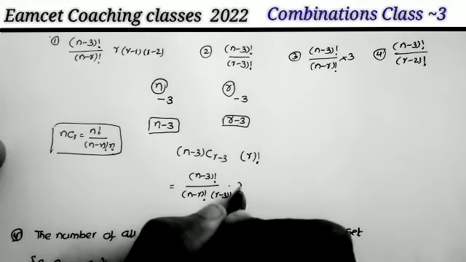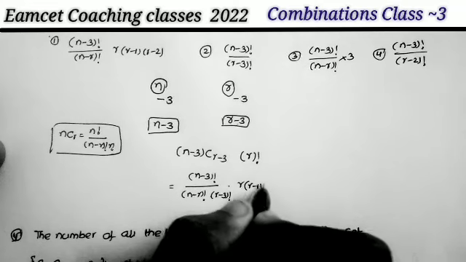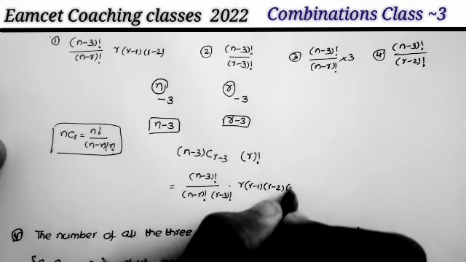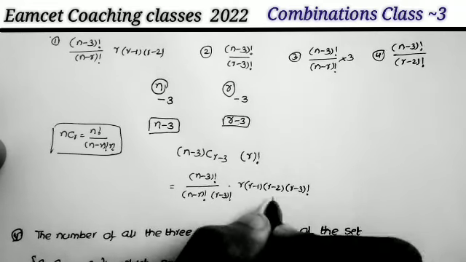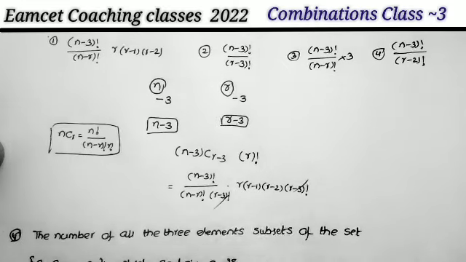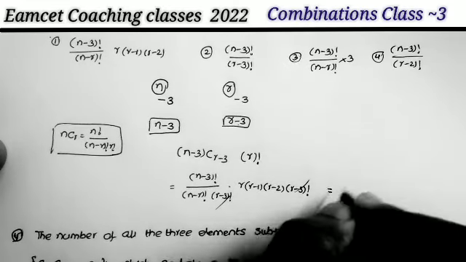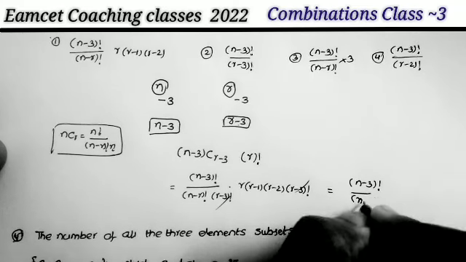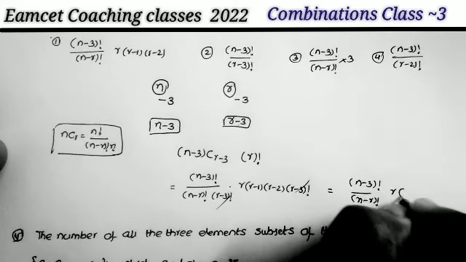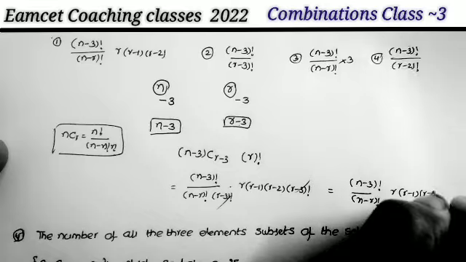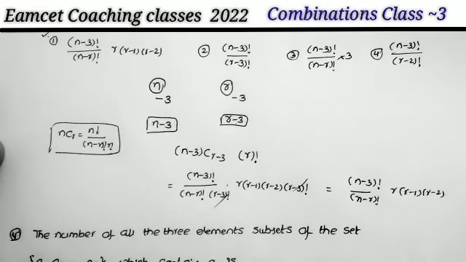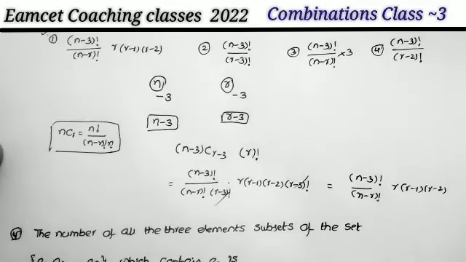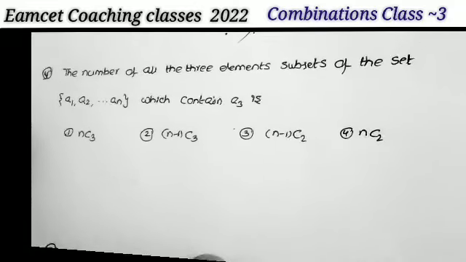And what is the value of r factorial? I split this value as r into r minus 1 into r minus 2 into r minus 3 factorial. Now cut this number. So this is equal to (n minus 3) factorial by (n minus r) factorial into r into (r minus 1) into (r minus 2), and that is the first option. Okay, understand all of you this answer. Now see the next one.